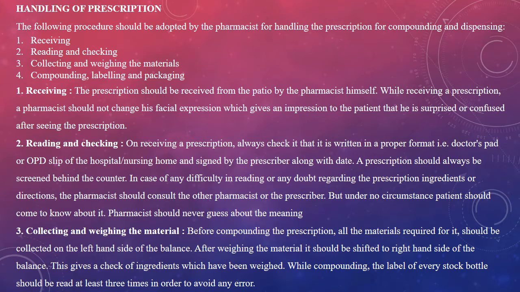Next is reading and checking. On receiving a prescription, a pharmacist should always check that it is written in a proper format, that is, on the doctor's pad or OPD slip of the hospital or nursing home, and signed by the prescriber along with the date. A prescription should always be screened behind the counter.